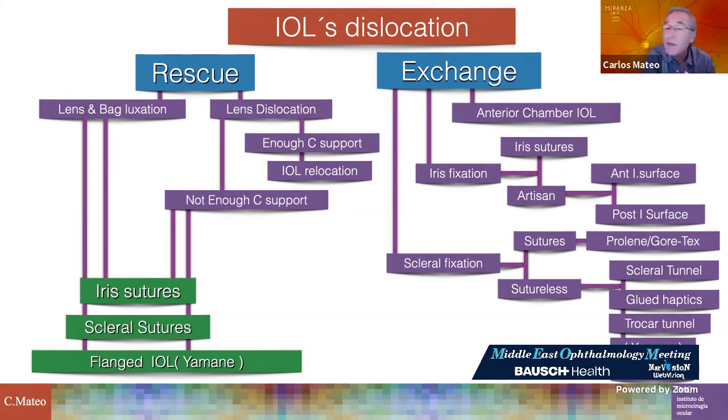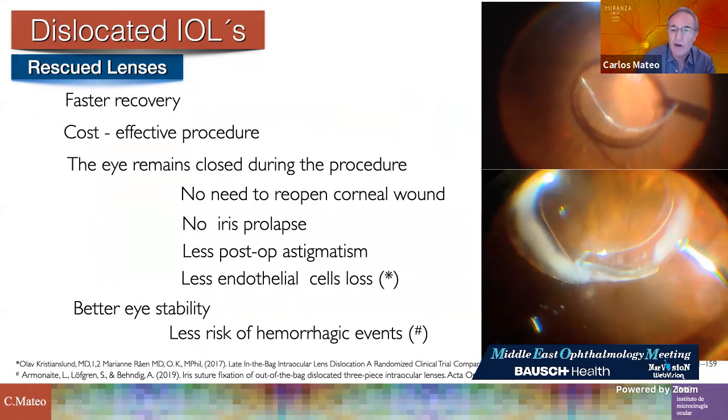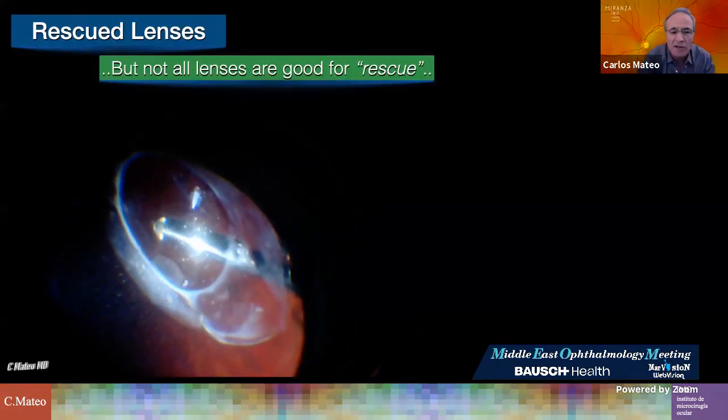I'm going to speak about three techniques I use when I have to deal with patients that have dislocated IOLs. Why I prefer to rescue these lenses, for me, first is because you have a faster recovery time. It's a cost-effective procedure. The eye remains closed during the entire procedure, and you don't need to reopen the corneal wound, no iris prolapse, less postoperative astigmatism, and less endothelial cell loss. You will have better stability during the procedure with less risk of hemorrhagic events.